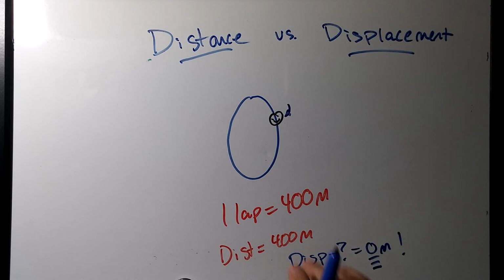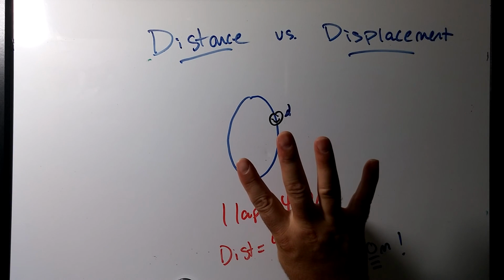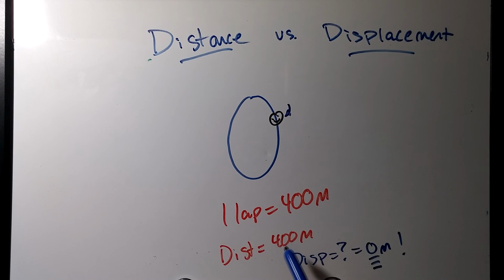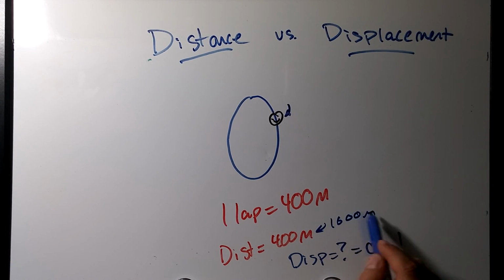But if I complete 4 laps around that track, I'm actually going to have 4 times 400 distance. So my distance is actually 1,600 meters.